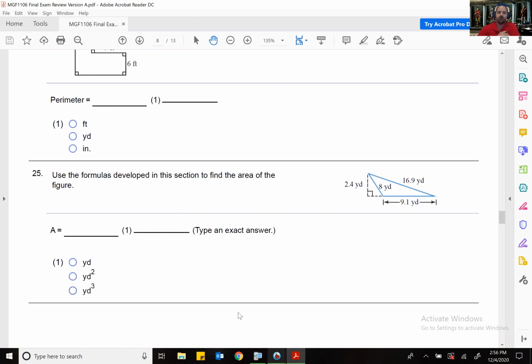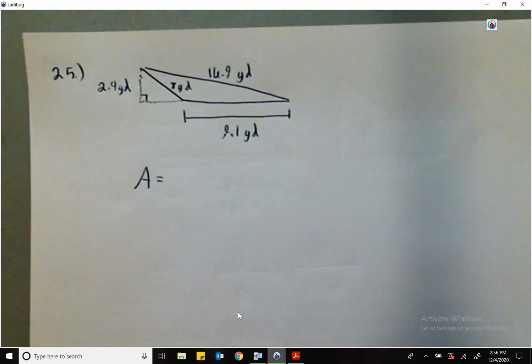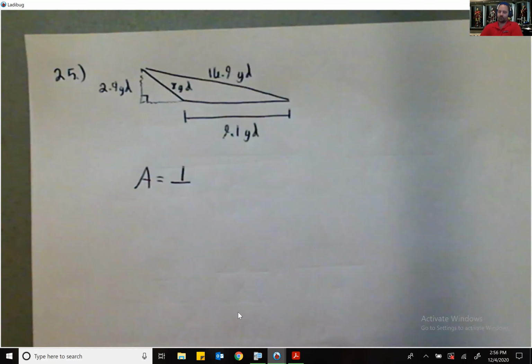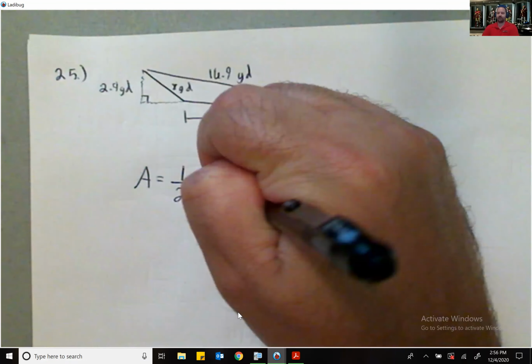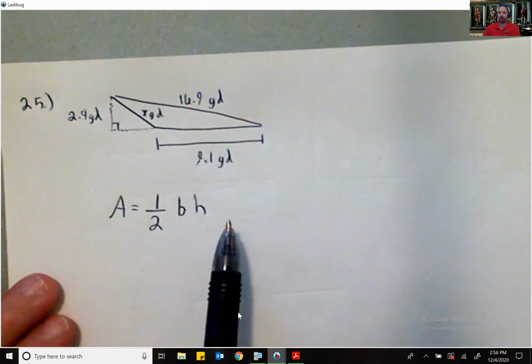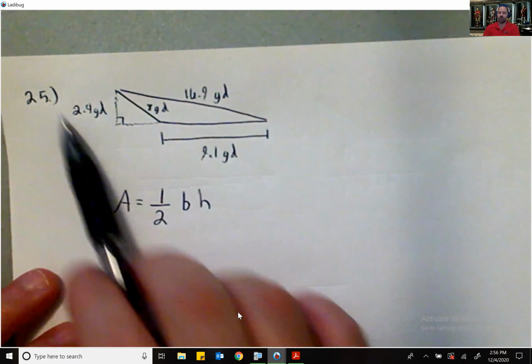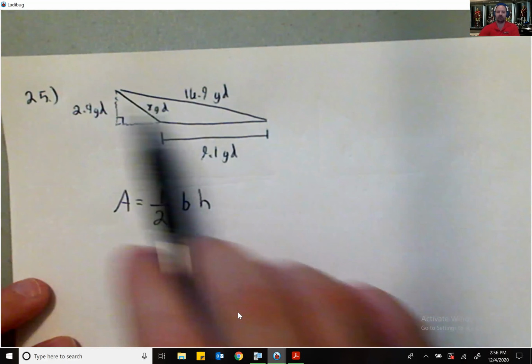Okay. So what is the formula for the area of a triangle? One half base times height. There you go. So up here, we only need 2 numbers. They've given us 4. So 2 of these are junk. Which numbers up here are the base versus the height?